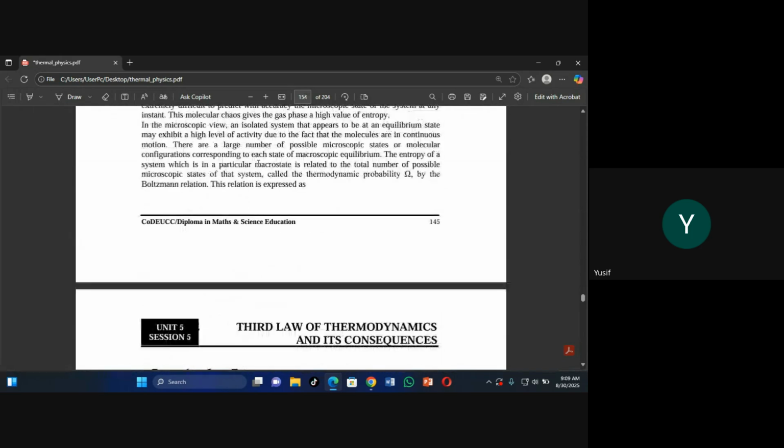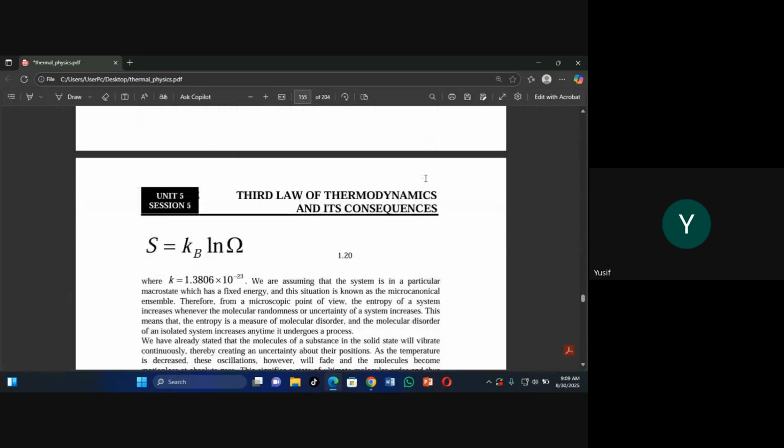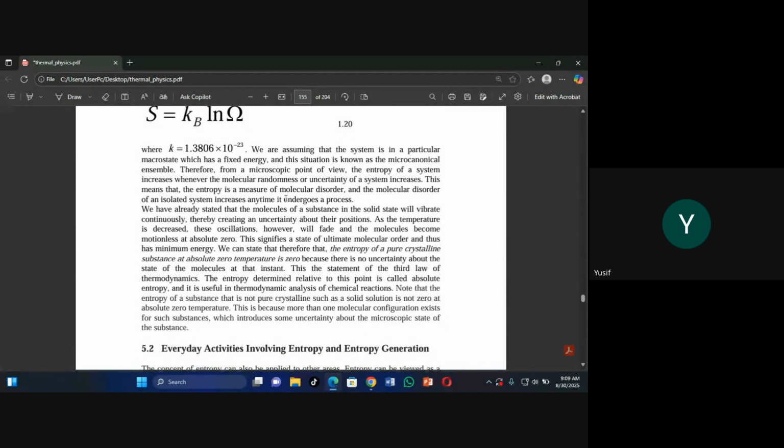So when you want to find the macroscopic property in terms of the entropy state, we say it's given by the Boltzmann constant and the ln of omega, where omega talks about the thermodynamic property. Where k is given by this and is constant. We are assuming that the system is in a particular macro state which has a fixed energy, and this situation is known as a microcanonical ensemble.